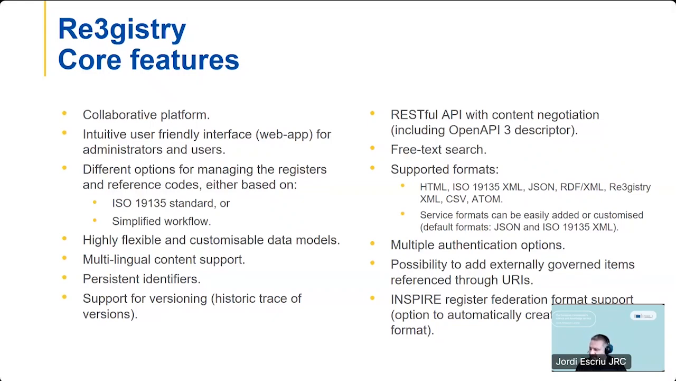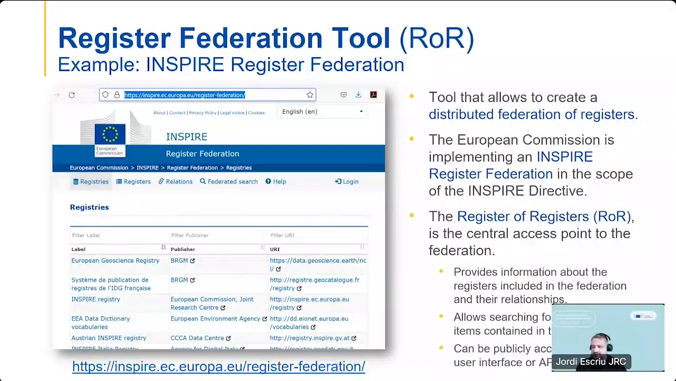And apart from that, there is also the possibility to make a federation of registers. In this way, there is a specific format, which is the ROR, the so-called register of registers, which is enabling this possibility. So here you can see an example of this register federation tool, which allows to create a distributed federation of registers. And now we are showing the example of the Inspire Register Federation tool, which is implemented by the European Commission in the scope of the Inspire Directive.